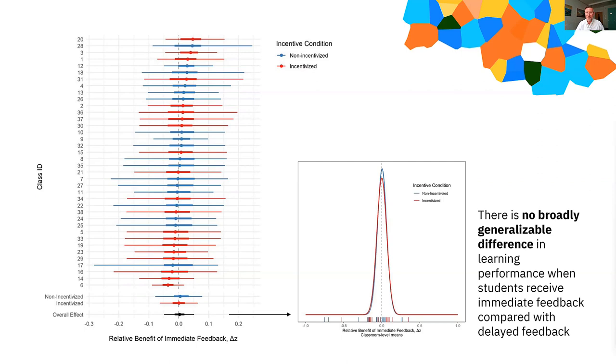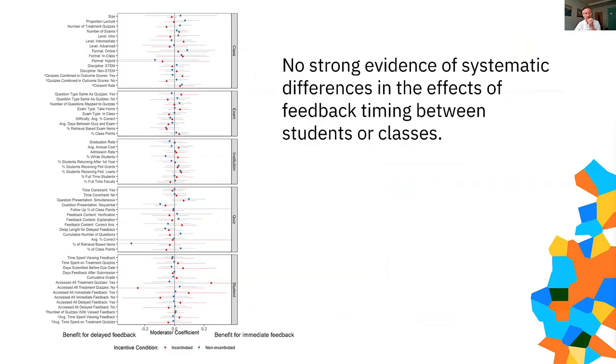So before I get too deep into the theoretical relevance of this, I'll also say that we did the thing that you might imagine any reasonable scientist or curious person would do. And that's to say, well, are there differences between the classes, where in some classes it was bigger than in other classes, or in some classes it's immediate and in other classes it's delayed? And we looked across a lot of moderators and found no strong evidence of systematic differences in the effects of feedback timing between students or classes.